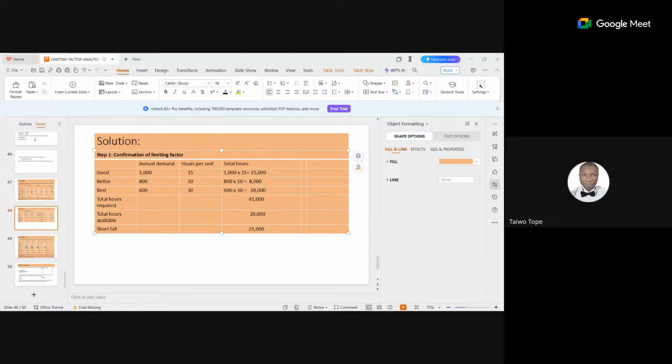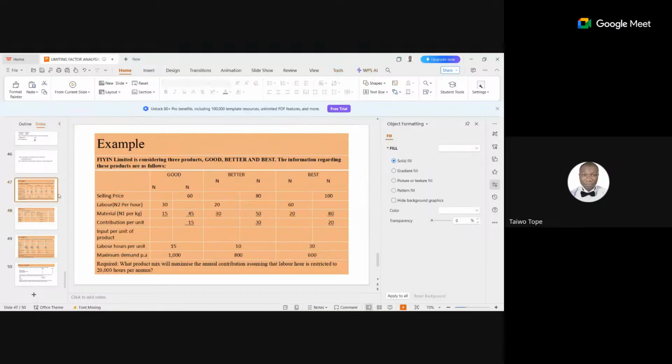So the next step now is this. We need to determine our contribution margin per hour. You know, in the question, we are already given our contribution per unit, so we don't need to solve for that again. The contribution per unit is given. For good is 15, for better is 30, for best is 20. So now, we need to determine our contribution per limiting factor.